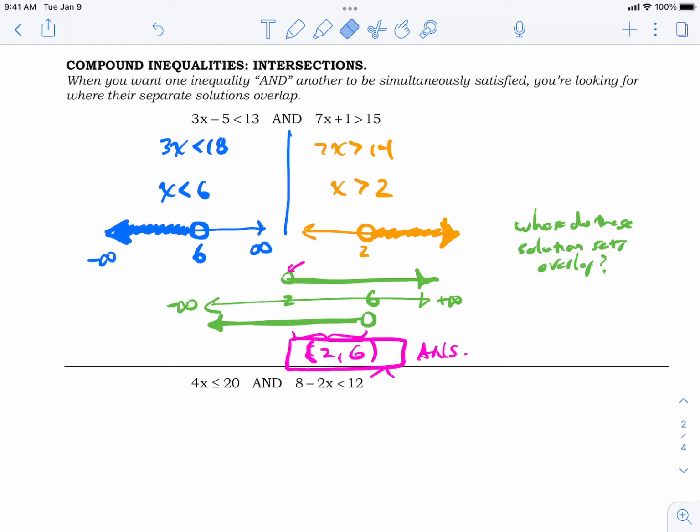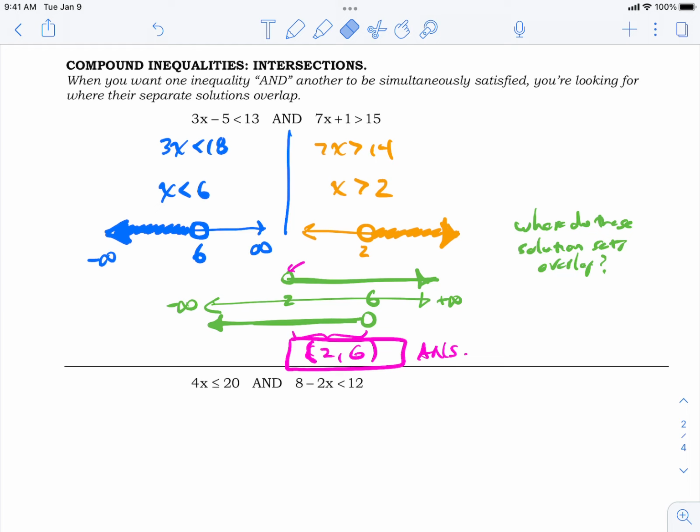And it can be a little bit fun to check it, right? So you're saying if I take something that's less than 2, something like a 0, that it won't work? Well, if I put a 0 here, I'll have 0 minus 5, which is negative 5. That's less than 13. That solves this one. If I put a 0 here, though, I'll have 1 greater than 15. It does not solve this one. Because it does not solve both, 0 does not count as one of our solutions to the system considered together.